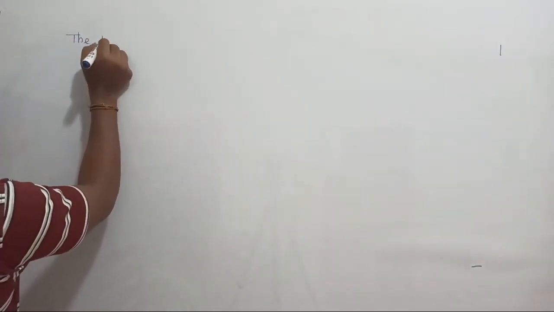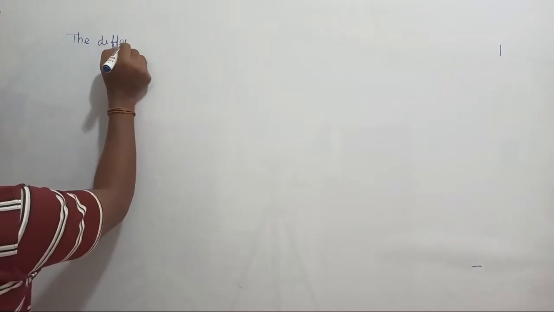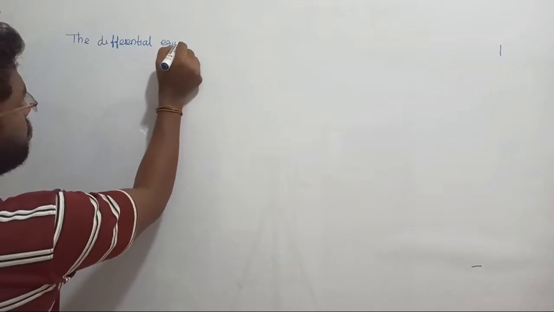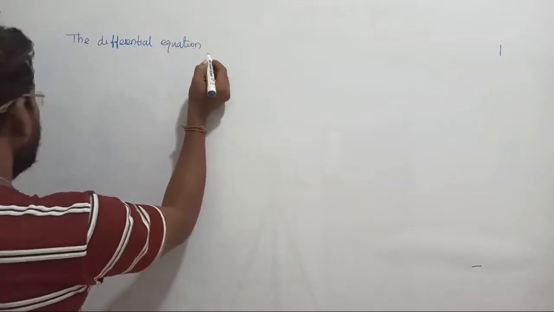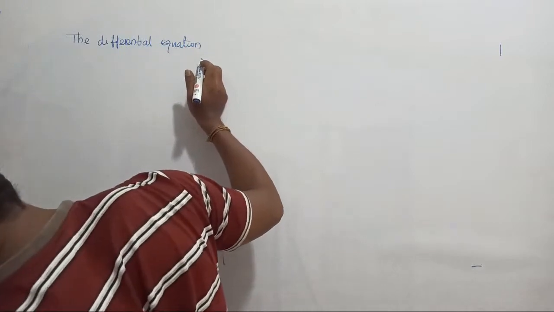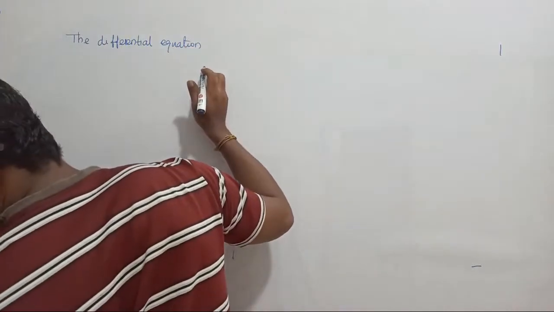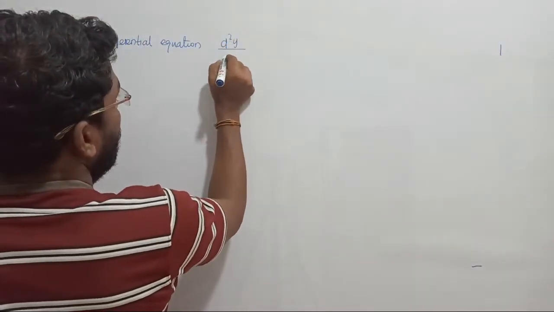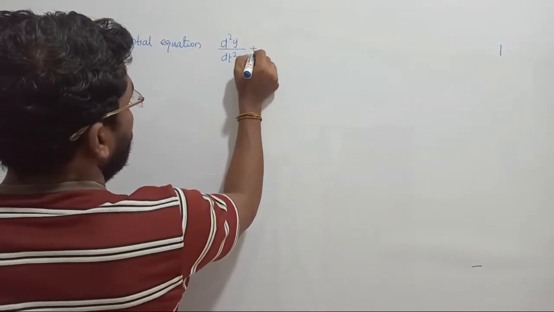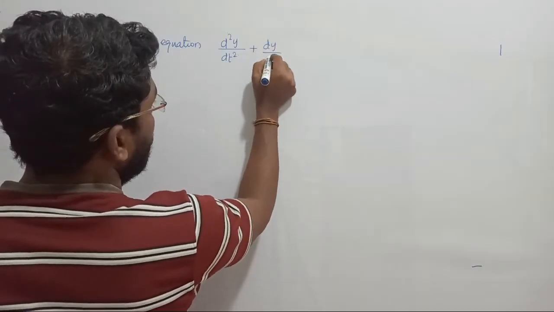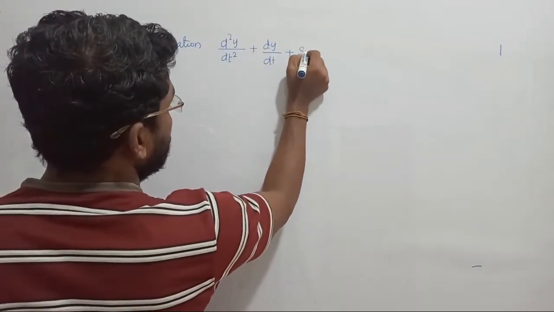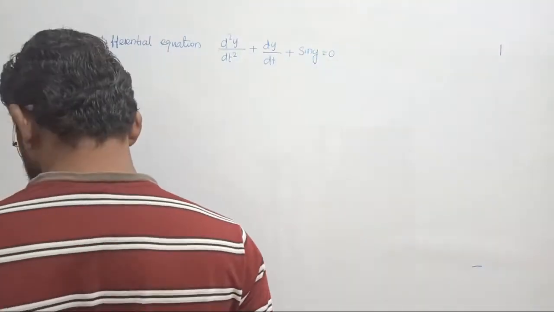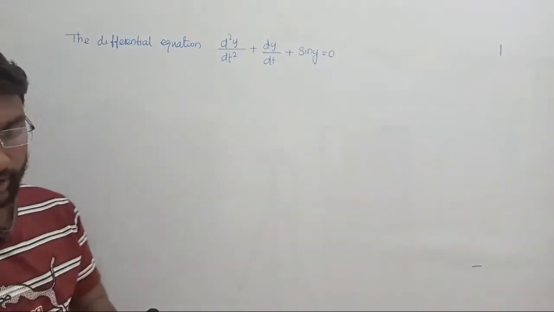The differential equation: d square y upon dt square plus dy upon dt plus sin y equal to 0. That is the given equation. With this, they have given 4 options.